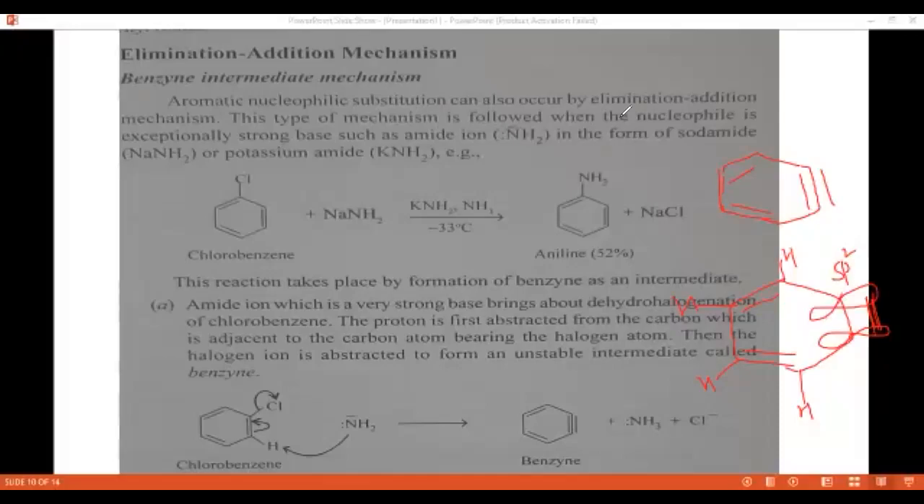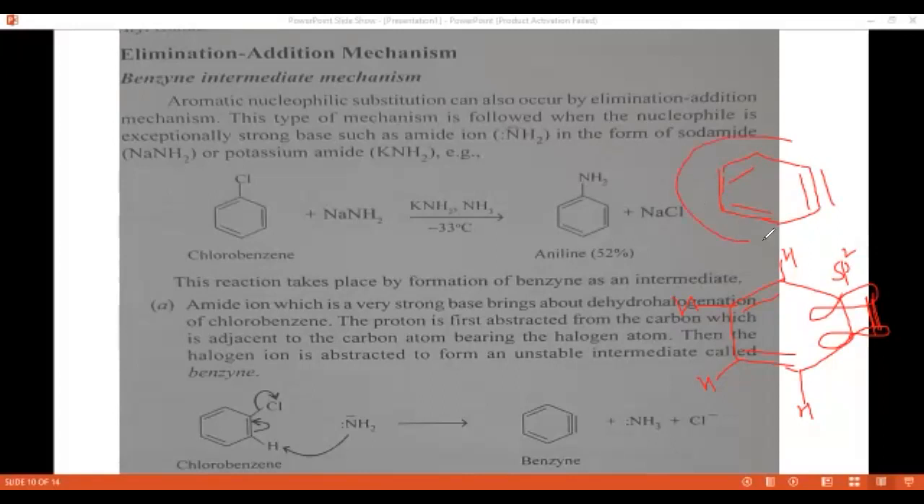Hello everyone. In this lecture, we will discuss the elimination addition mechanism. In the last lecture, we discussed the addition elimination mechanism. Now, the benzyne intermediate mechanism. What is a benzyne? Benzyne is a neutral, highly reactive intermediate.